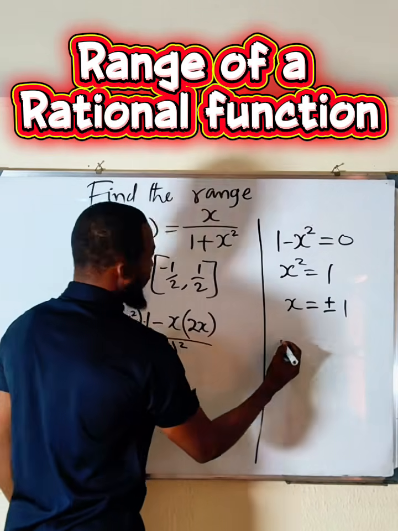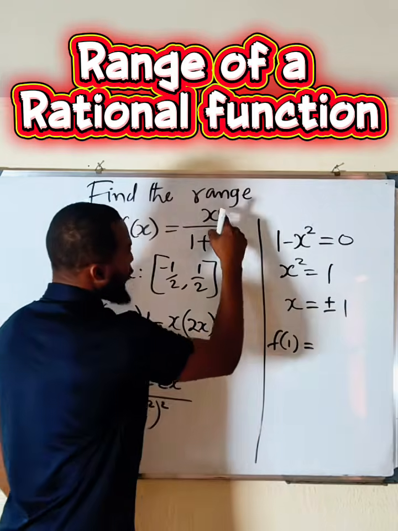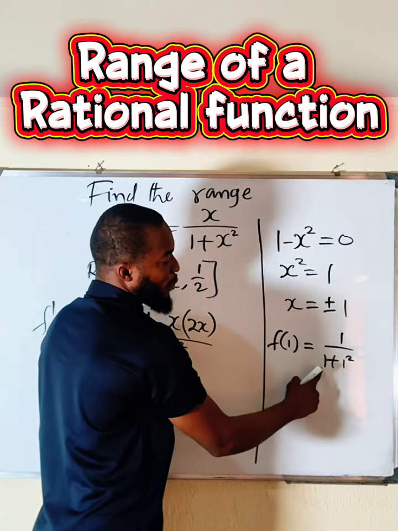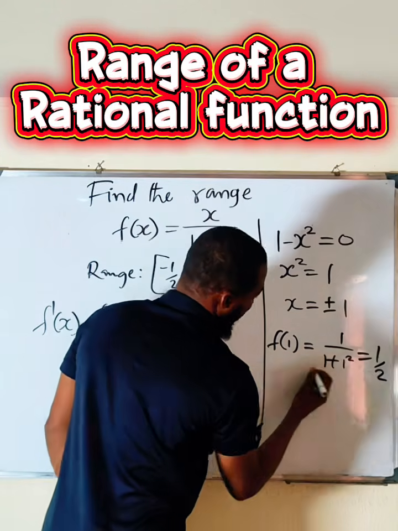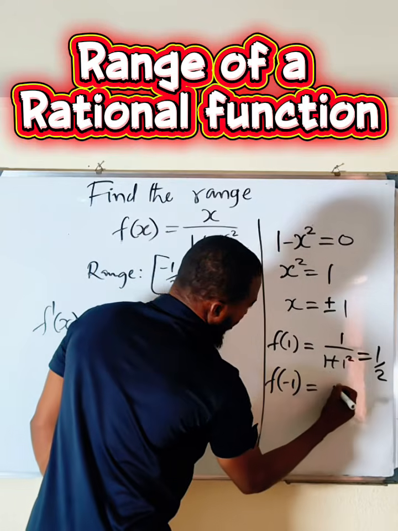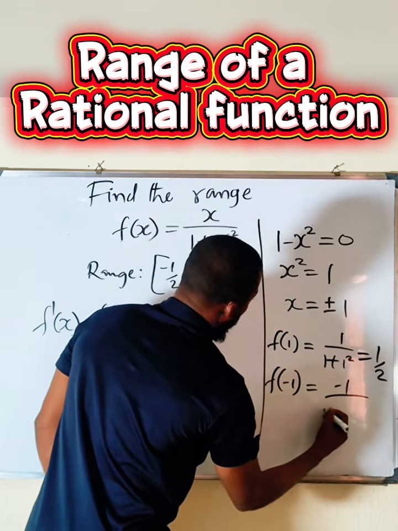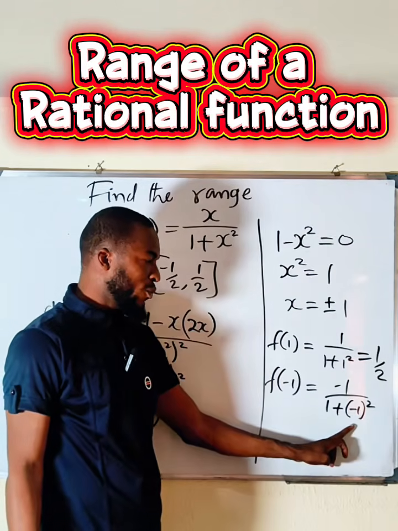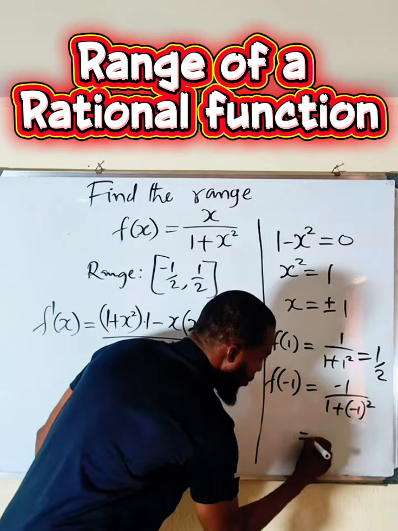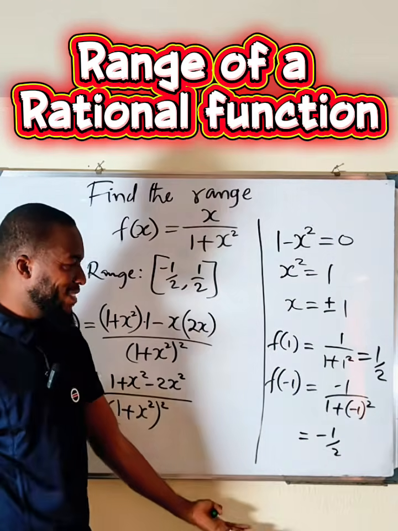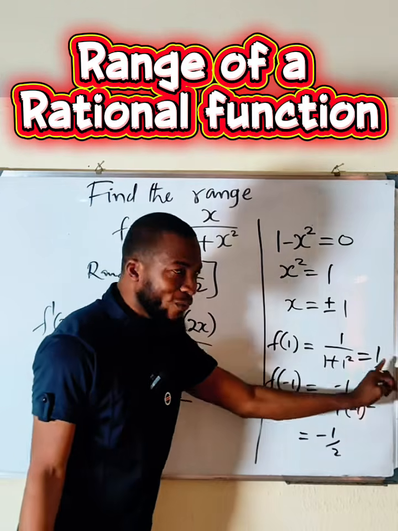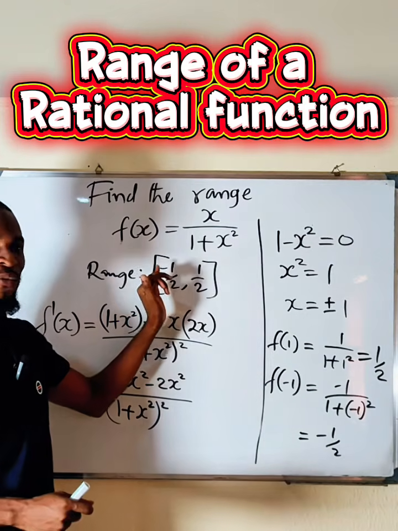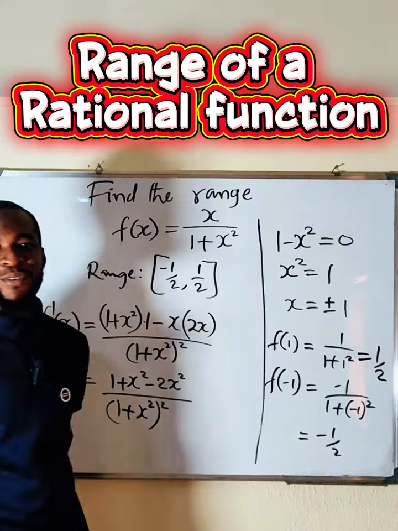Plug 1 here. You have, that is f of 1, will be 1 divided by 1 plus 1 squared. 1 squared is 1, plus 1 is 2, so we have 1/2. Then if you plug in -1, you have -1 divided by 1 plus -1 also squared. -1 squared is 1, plus 1 is 2, so we have -1/2. So you can see this is the range from -1/2 to +1/2, which is right here. So in either case, the range of this particular function is from -1/2 down to +1/2.